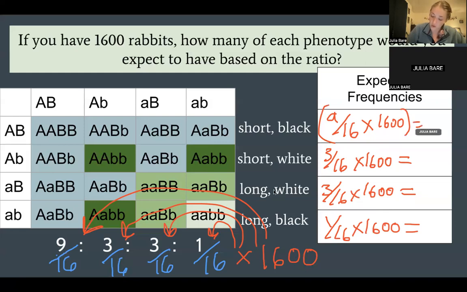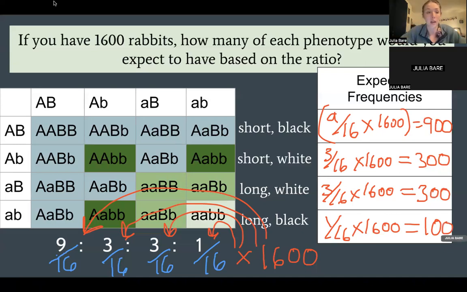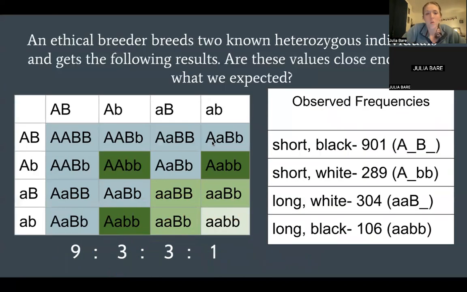Hopefully at this point you can recognize that the expected frequency of short black-haired rabbits is going to be 900. There will be an expected frequency of short white-haired rabbits of 300. There will be an expected frequency of, let me move this around, 300 long white-haired rabbits and 100 long black-haired rabbits. Okay? Now, what does this have to do with chi-squared? Okay? Well, here's our actual results.